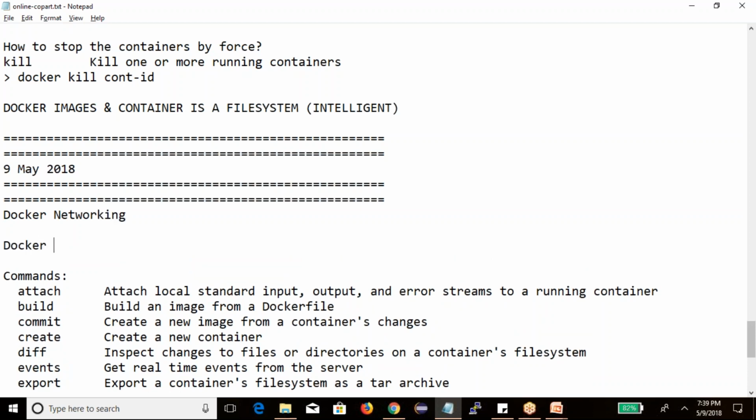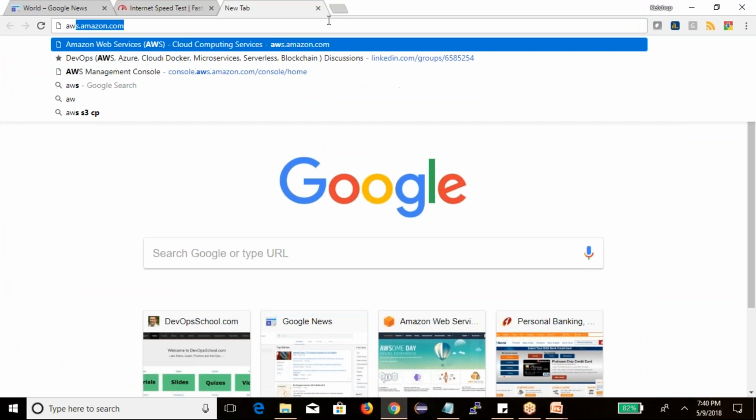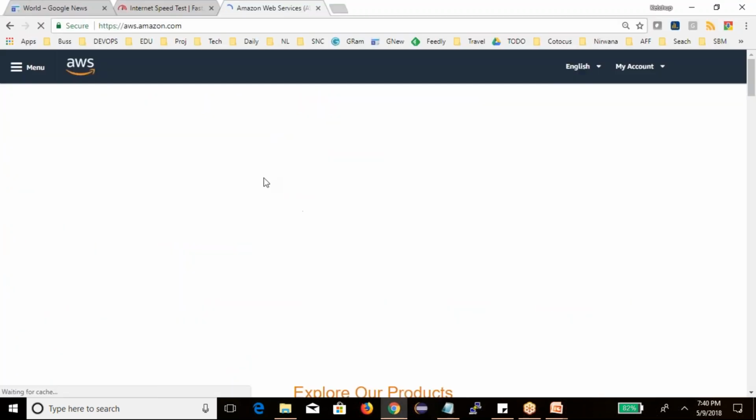Docker process, Docker container, process in system. Okay, so now these are the topics which I'm going to cover. I hope you guys are practicing well. So now, with no more delay, I'm going to get my server.